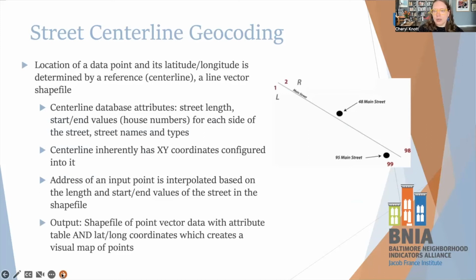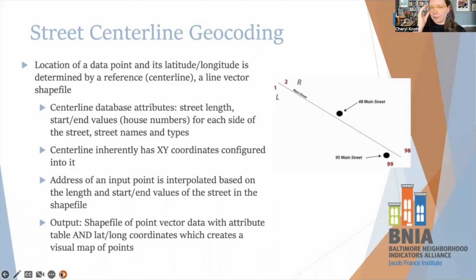So street centerline geocoding is actually kind of a neat process. In order to do this, you need to have some sort of a reference file. For street centerlines, the reference file is going to be a line vector layer. This could be in a geodatabase, it could be a GeoJSON file, it could be a shapefile, and this line data has attributes in it that describe ranges of house numbers, and also street names, street types, and a bit of data that really lets the system identify how long each street segment itself is.